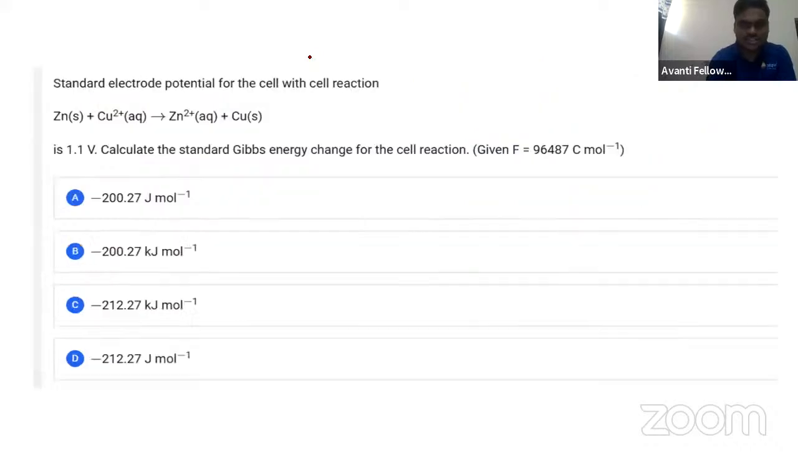Now move to the next question. That is the standard electrode potential for the cell with the cell reaction given. Calculate the standard Gibbs energy for the cell reaction. You need to calculate delta G again. So it's a very simple question. Everyone, calculate quickly. Delta G is equal to minus nF into E naught cell. All values are already given, so just calculate as fast as you can. Everyone's responses should come, because we already did such types of questions.